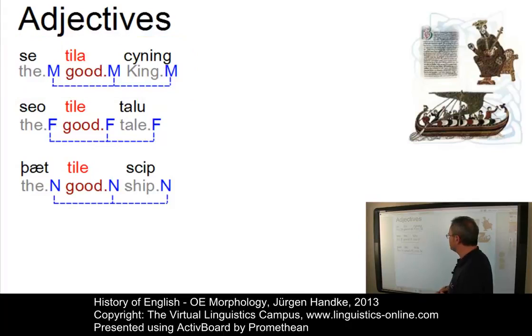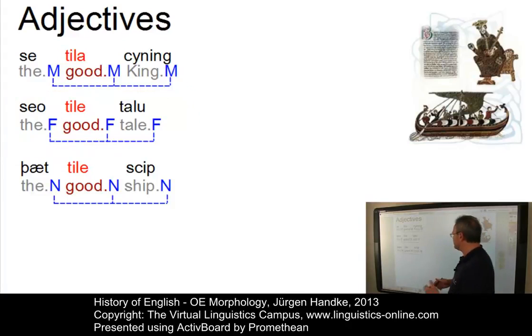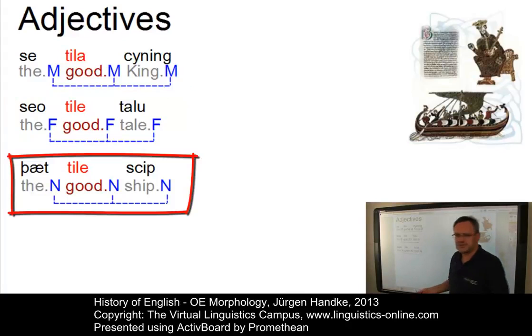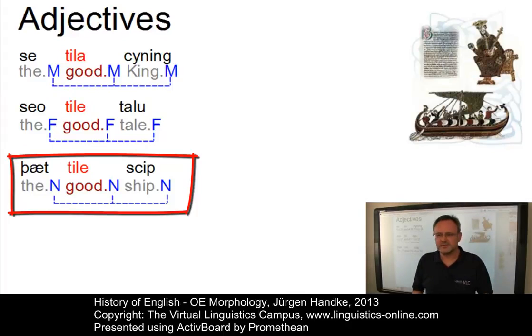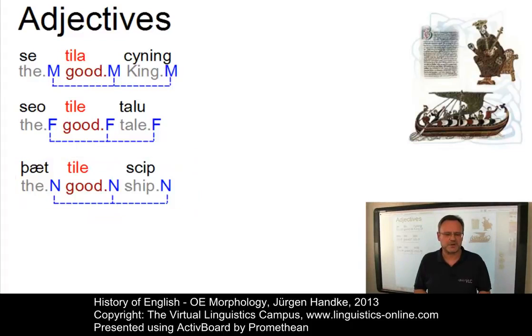Seo tile talu, the good tale, is feminine, and again we have a feminine form of the adjective tile and a feminine form of the determiner. And that tile ship, ship is neuter, and here again the 2 other items are marked with the neuter gender form that is inherently contained in these items.